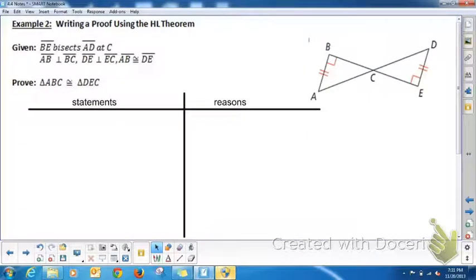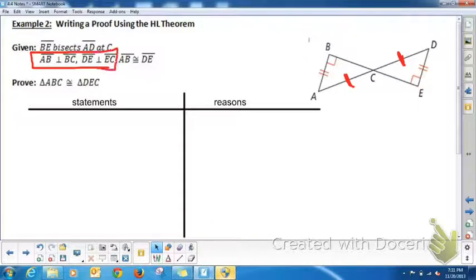Let's take a look at another one using hypotenuse leg theorem. In this one, what's the first thing that we need to know? We need to identify that these are right triangles. Our given information here tells us that BE bisects AD at C. Does that tell you that these are right triangles? If I know that BE bisects, remember bisects means cuts into two equal congruent segments, right? BE cuts AD into two congruent segments is what bisects means. So that means that this is congruent to this. Does that show that they're right triangles? It doesn't.